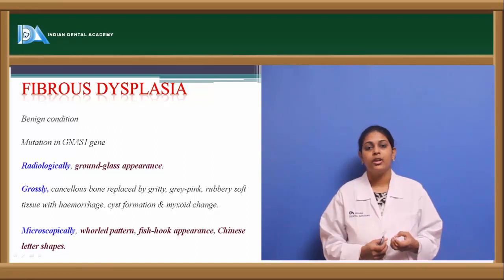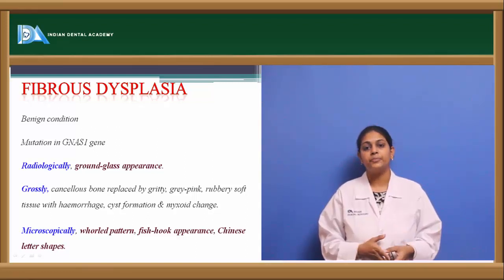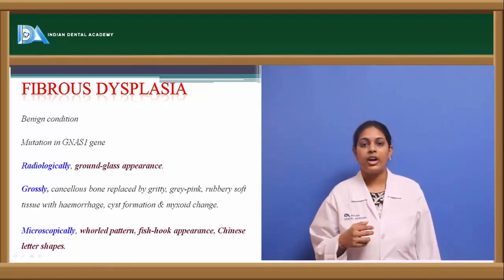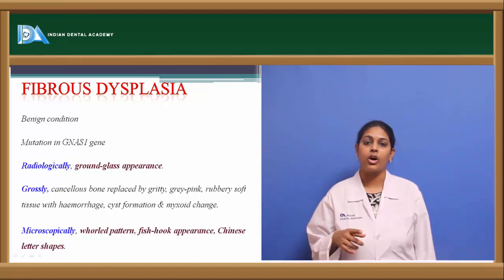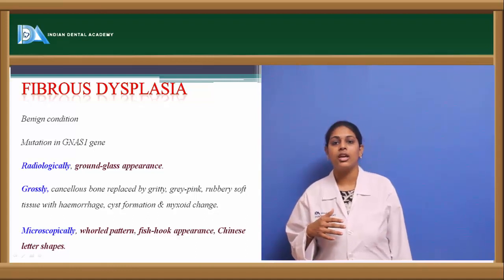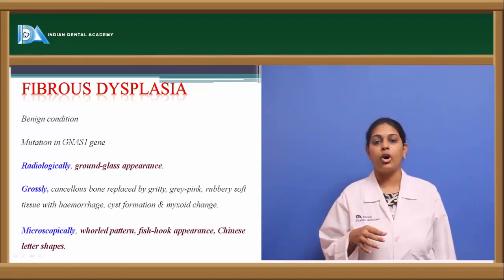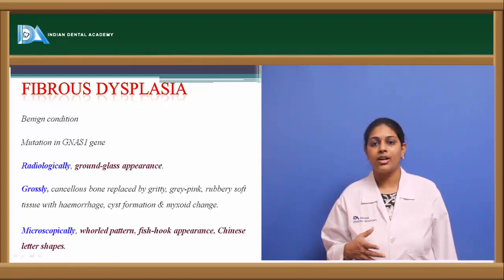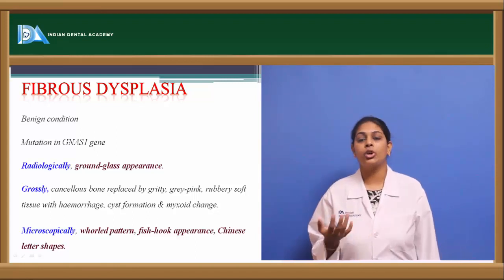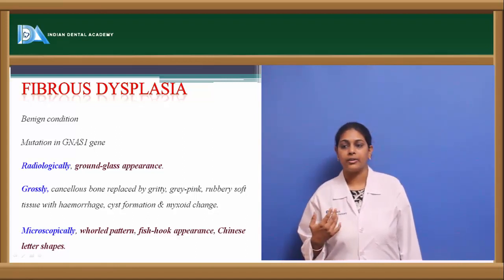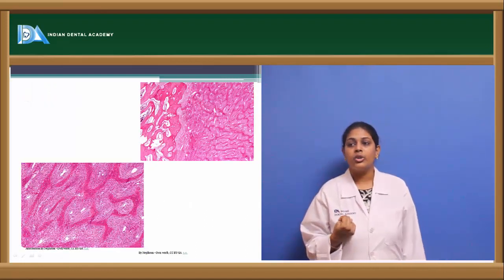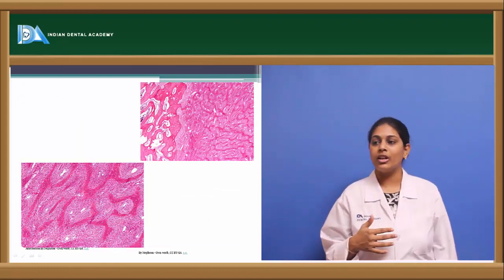Under the microscope we see that the normal osteoid matrix is usually replaced by fibrous tissue, and this fibrous tissue is arranged in the form of holes or circles. It gives a whorled pattern of appearance. Other than that, because of the abnormality in the osteoid matrix and the mineralization level, the bony trabeculae appear as abnormal shapes, giving a fish hook like appearance or a Chinese letter like pattern. So this is a histopathological picture. The first picture shows an area of normal bone as well as affected bone.